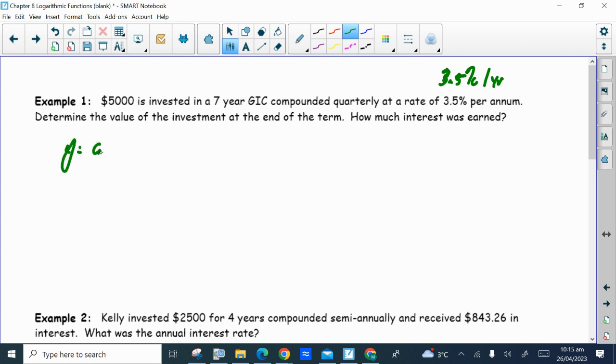y equals a times b to the power t over p. We want to find y, the amount at the end. The initial amount will be 5,000. That's what we're starting with. Now we have to calculate b, the growth rate. So this is where we need to calculate the quarterly interest rate. So let's do it on the side here.